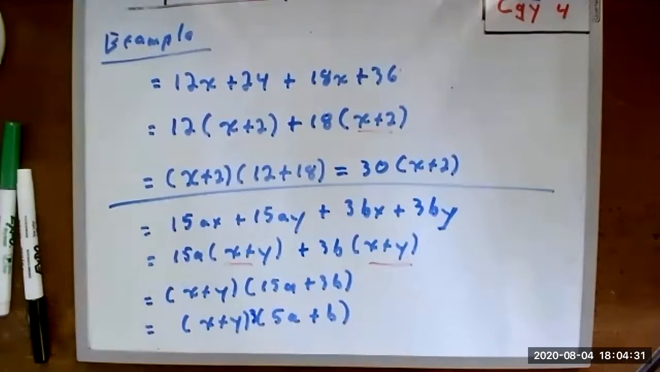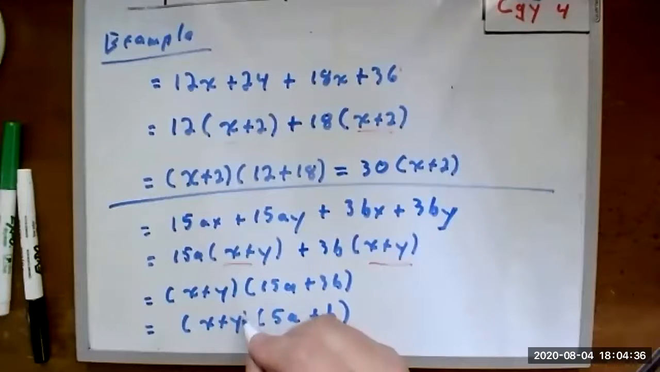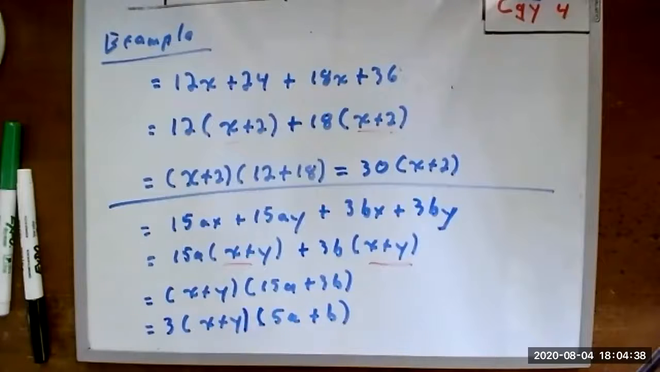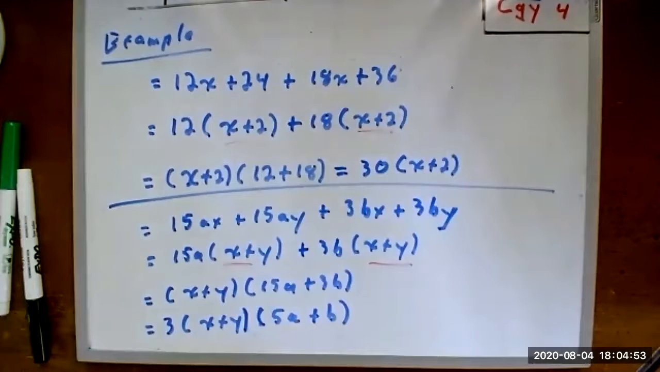Why does the 3 go in front instead of going right there? Just by convention. We could put it there, but when you do that, it looks kind of funny, because I have x plus y times 3 times 5a plus b. So we just tend to throw that number out front by convention. But you could put it there. It wouldn't be wrong. You could stick it at the end if you wanted to as well. Okay. Anything further on that?